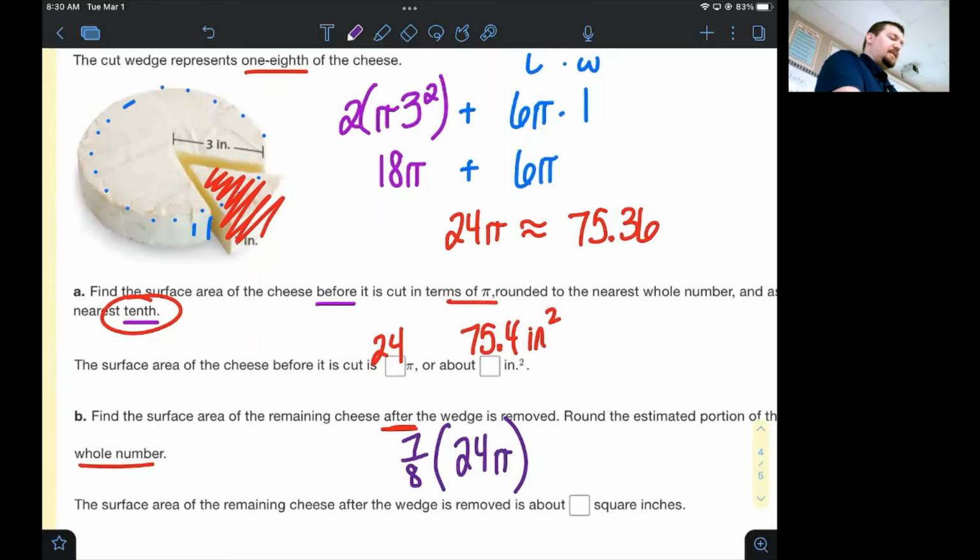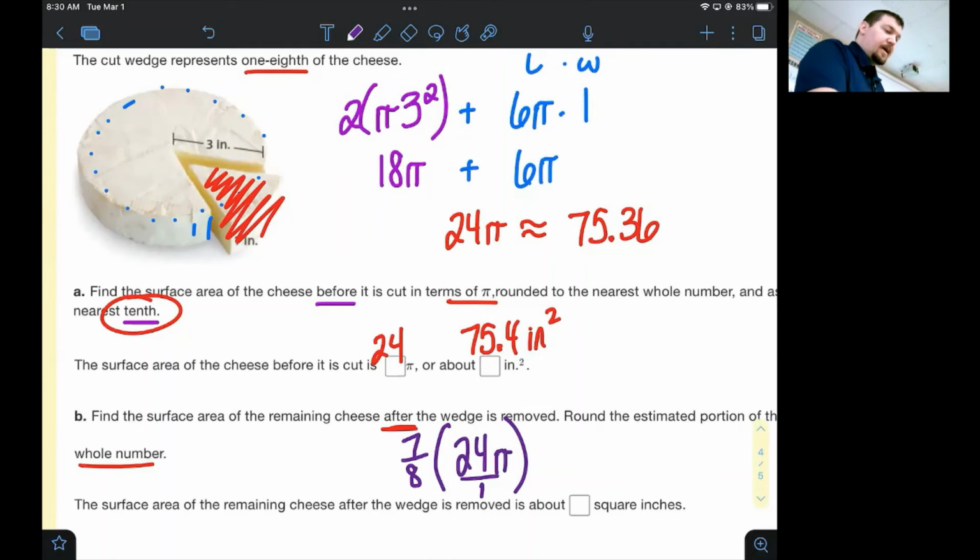How do I multiply 7/8 to 24 pi? Can I write 24 pi as a fraction? How would I turn 24 pi into a fraction? Over 1. Now you can turn any whole number into a fraction. If it's not already a fraction, just put it over 1. Would you guys agree 24 pi divided by 1 is still 24 pi?